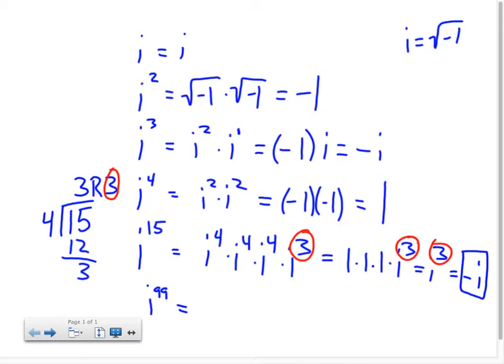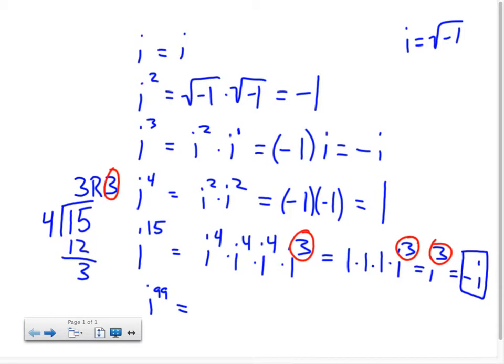Oh. So maybe we have a process here. Maybe we can always divide the power of i by 4, and whatever the remainder is, it will become the new power of the i.